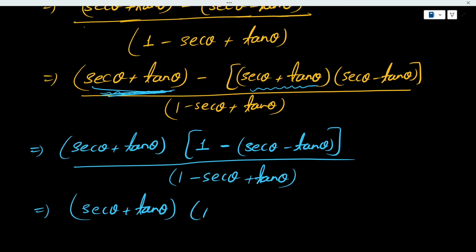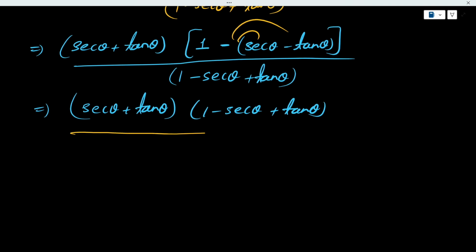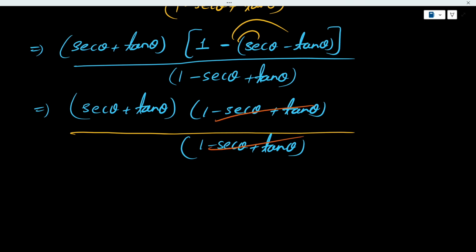And here you see 1 minus sec theta plus tan theta. I am using the distributive property to open the bracket here. When you open the bracket, the sign will change because there is a negative sign. Then by 1 minus sec theta plus tan theta. You see that the denominators are the same and it is in factorized form. So this will get cancelled with this, right? So you are left with sec theta plus tan theta.